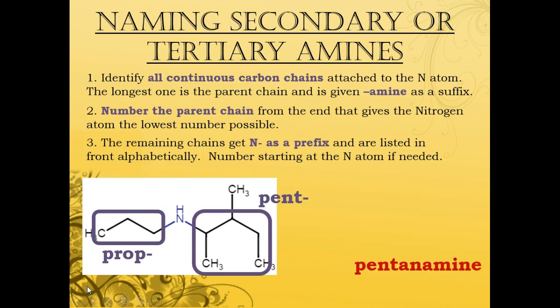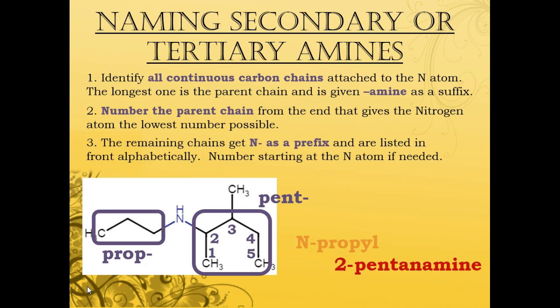So you identify the longest versions of those 2 chains. There's a prop and a pent. The longest of the 2 is the backbone, so that is, of course, the pent. So that gets the suffix of amine, making the parent chain name pentanamine. You have to number the parent chain to see where the N is attached to. It's attached to carbon 2, so it's 2-pentanamine.